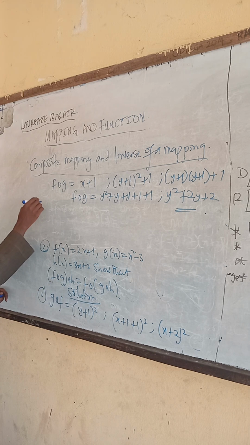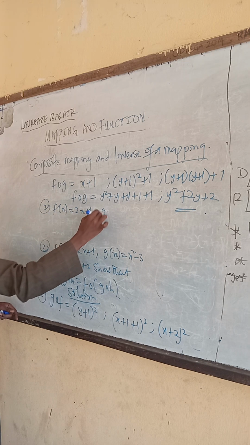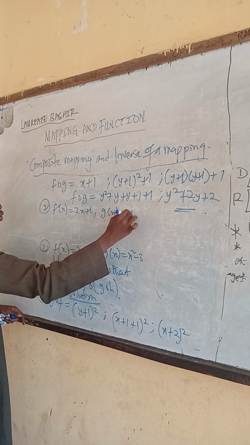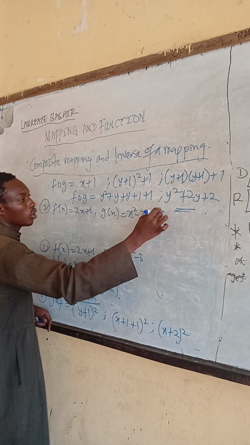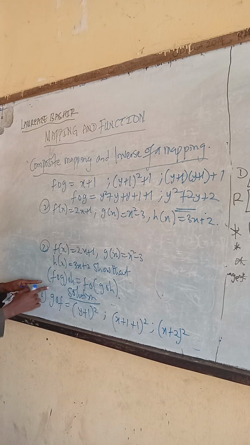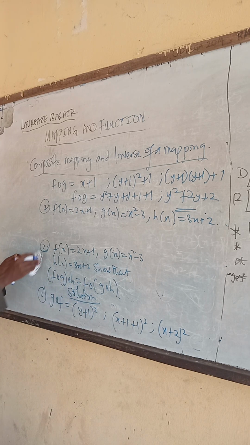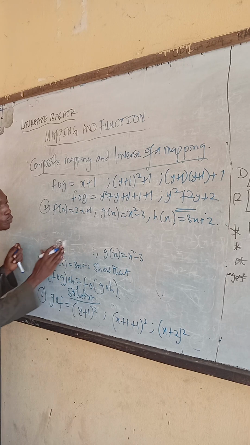So question 2, our f of x equals 2x plus 1. G of x equals x squared minus 3. H of x equals 3x plus 2. You now say we should prove that f composite g composite h equals this. Now, we firstly solve this one. Once you solve it, you now compare if the answers are the same, because we are asked to prove.